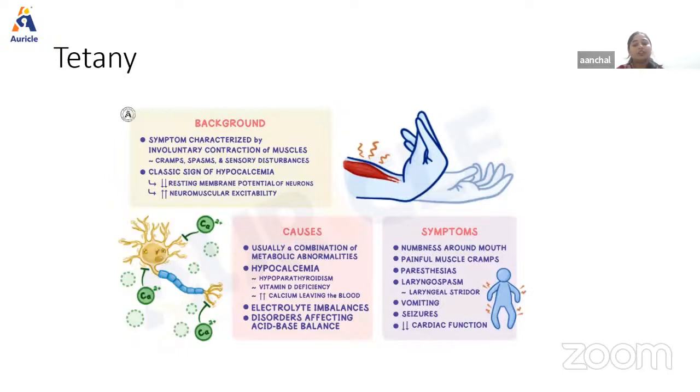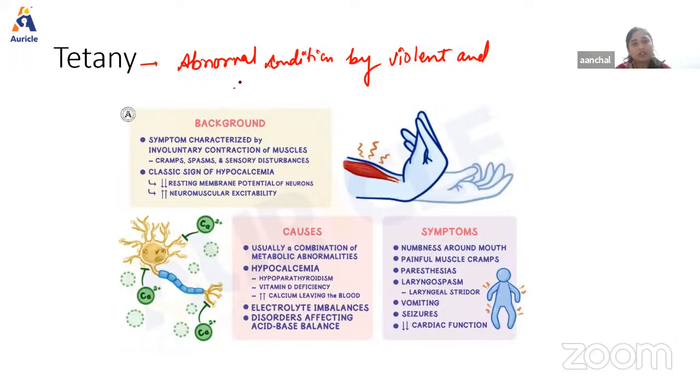Okay, next we have tetany. As we already know, what is tetany? Tetany is an abnormal condition characterized by violent and painful muscular spasm.